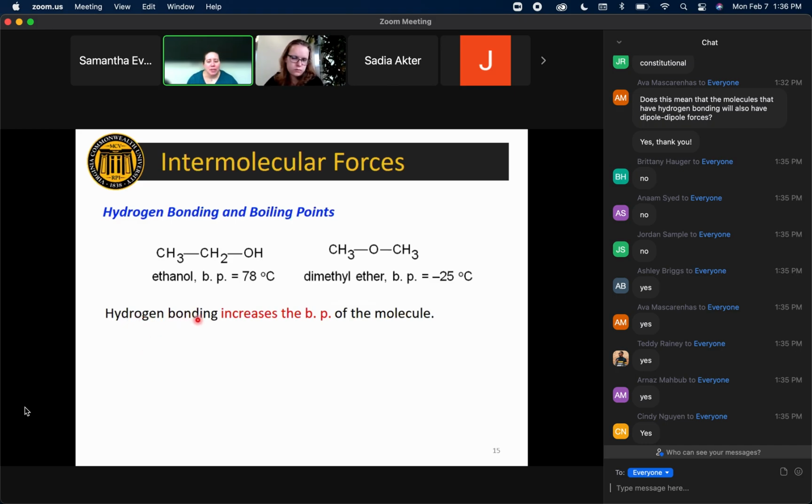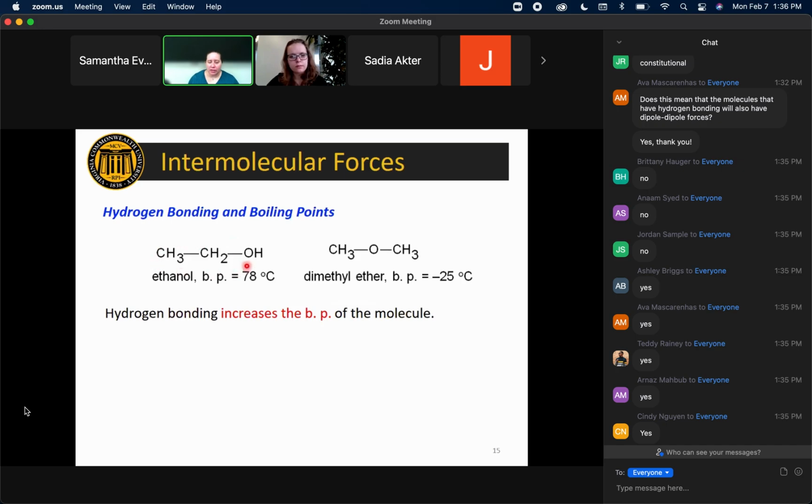Okay, so hydrogen bonding really dramatically increases the boiling point of the molecule. If you look at these two molecules, the dimethyl ether, the molecule on the right, only has hydrogen atoms connected to carbon atoms, which means that none of the hydrogen atoms in dimethyl ether can participate in hydrogen bonding. Of course, it still has an oxygen, so it still has some lone pairs, but it cannot participate in hydrogen bonding because it doesn't have the hydrogens to support that.